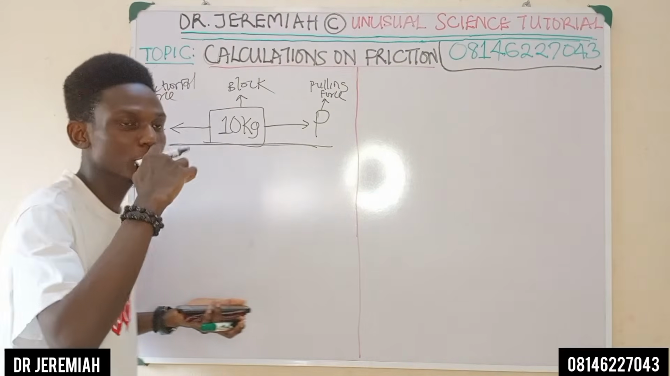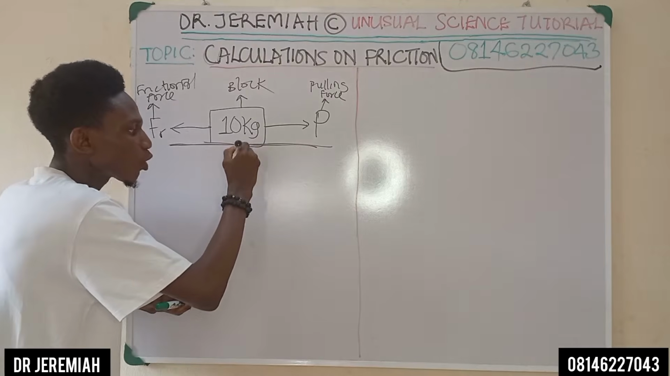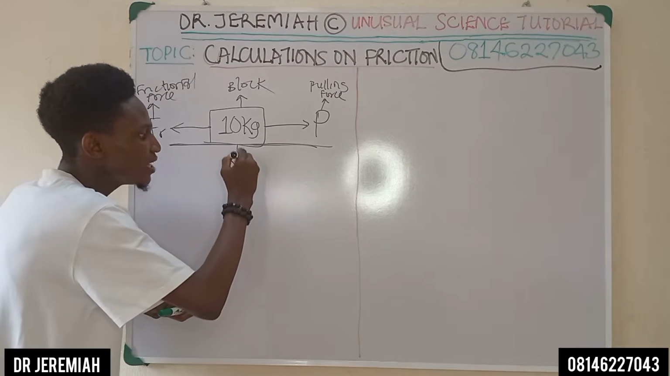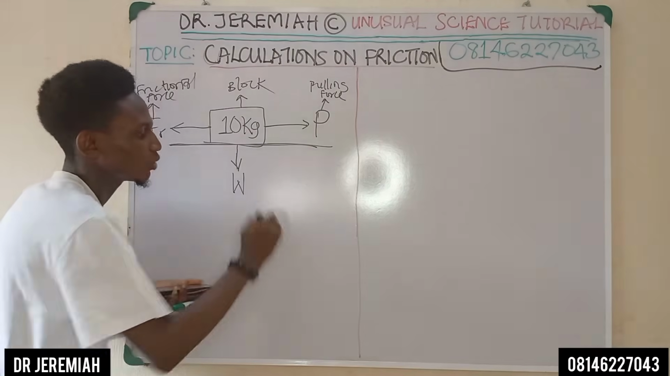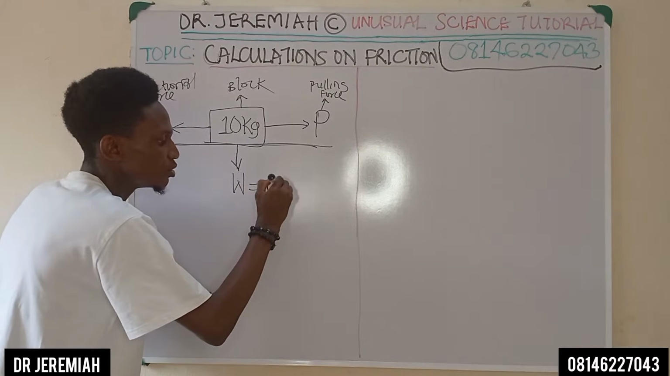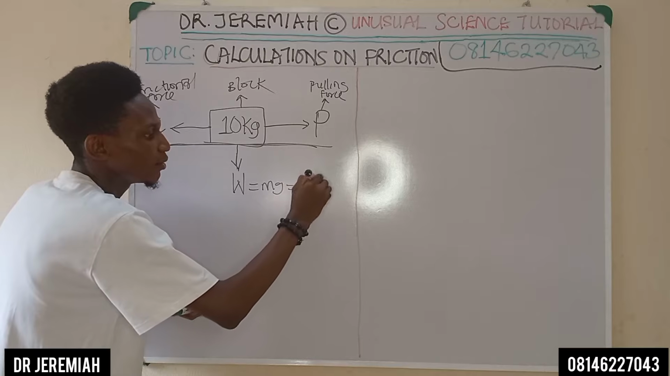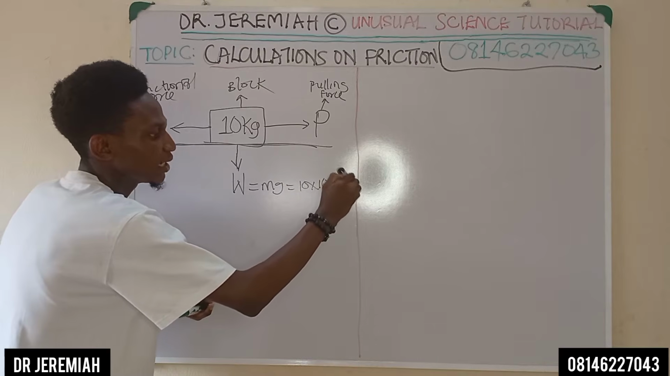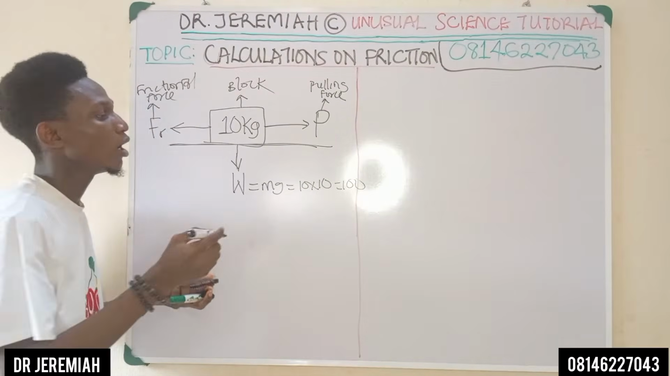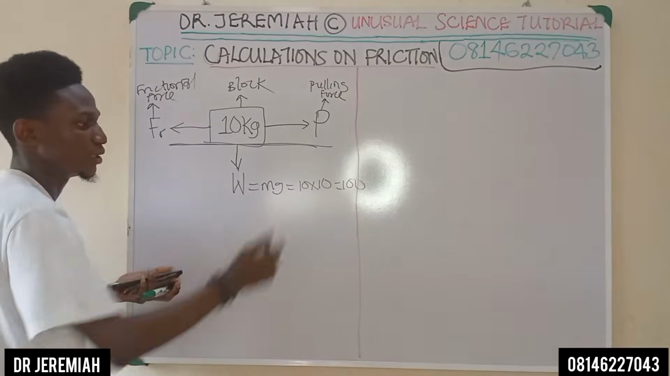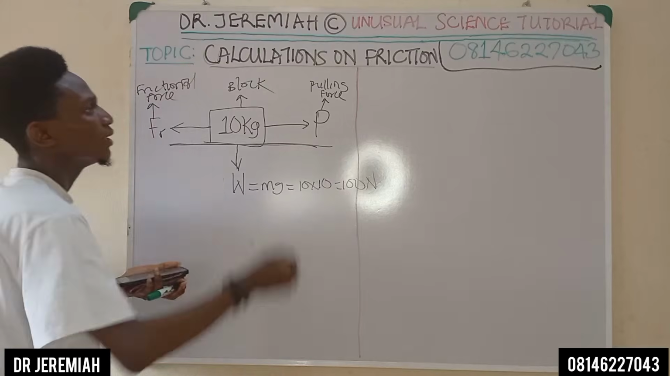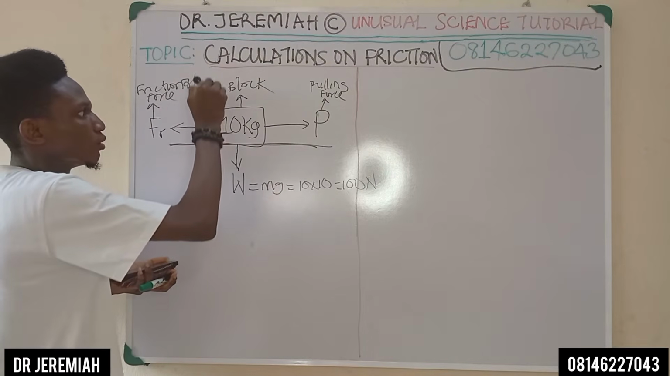Now, another important thing to take note of is that this block's weight is acting downwards. I know from physics that your weight equals mg. So you already have 10 times 10. Don't use it as 9.8, usually, just approximate it as 10. You have 100 newtons.